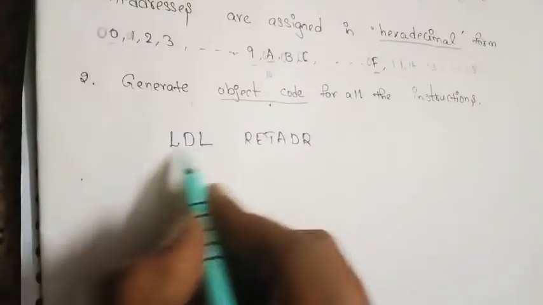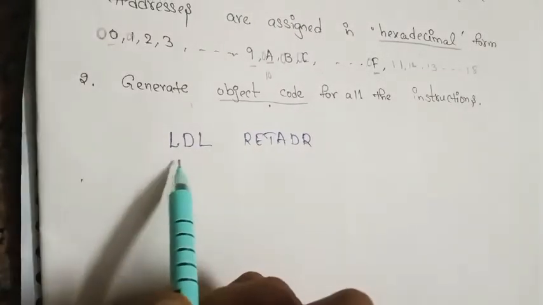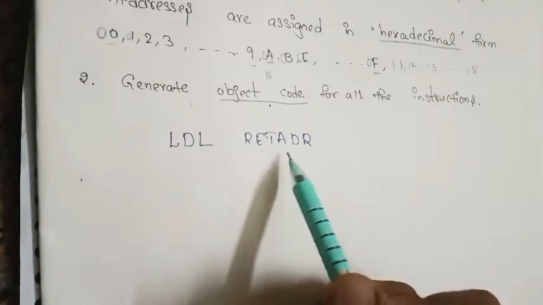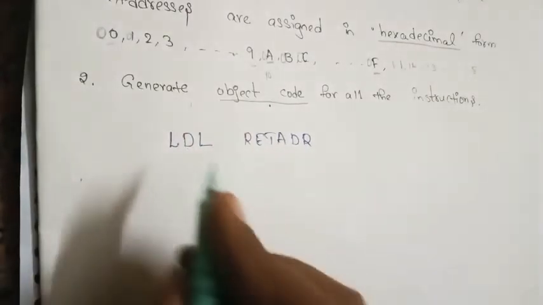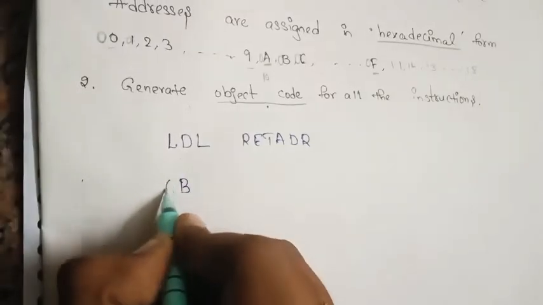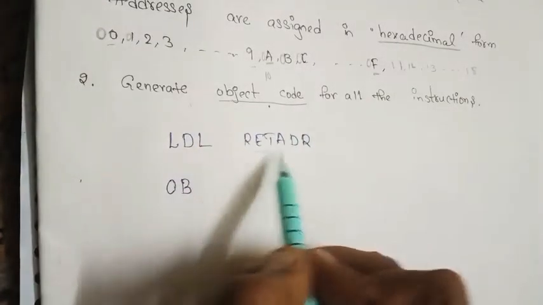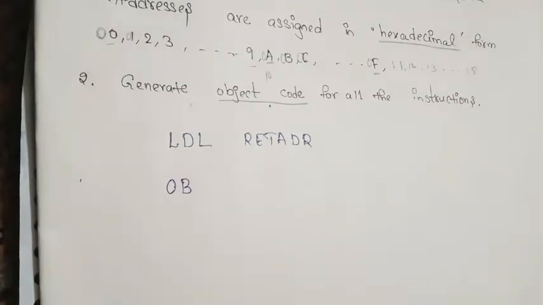See, guys, these are the things we just selected. That means this is the assembly directive and this is the address of the location. Let us see the opcode for this LDL. The opcode is B. If you want, you can put any 0 here. After that, what is the address of the location? That means for RETADR, what is the address of the location?